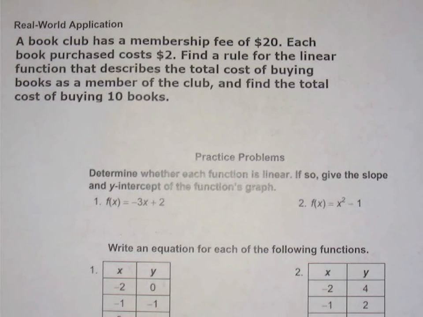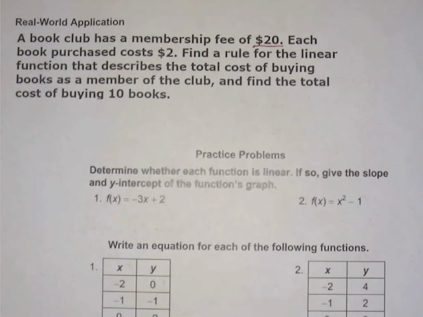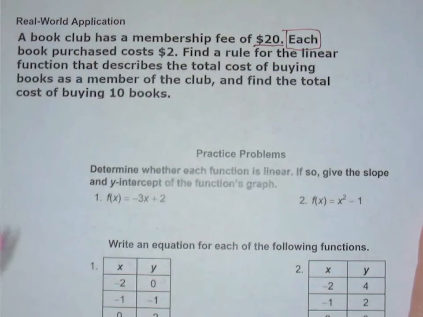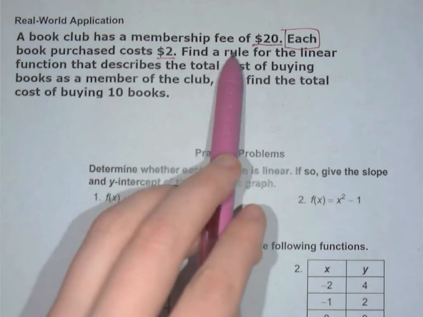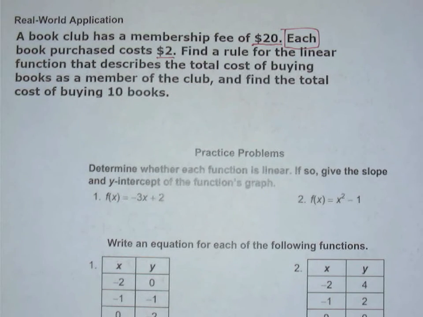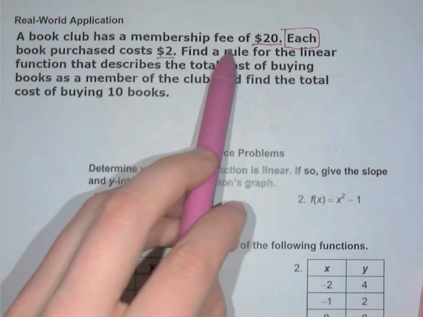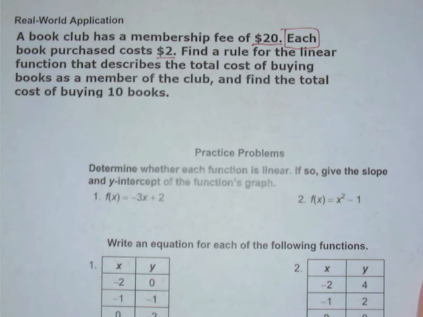A book club. This one looks a lot like the last one. A book club has a membership fee of $20, so when you get to that book club, you've got to pay $20. Each book purchased, there's our keyword each again. Each book purchased costs $2. Find the rule, again, write an equation, for the linear function that describes the total cost of buying books as a member of the club, and find the total cost of buying 10 books. So there's our first part, we're going to find our linear function, and the second part, we're going to find the total cost of buying 10 books.